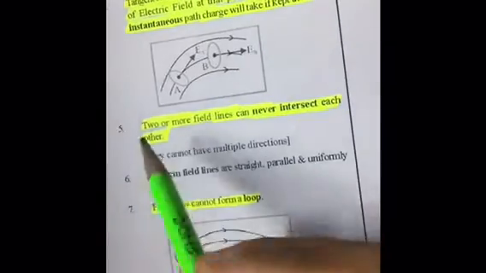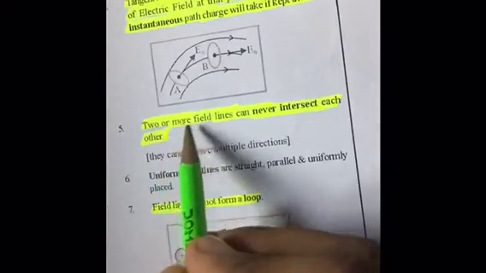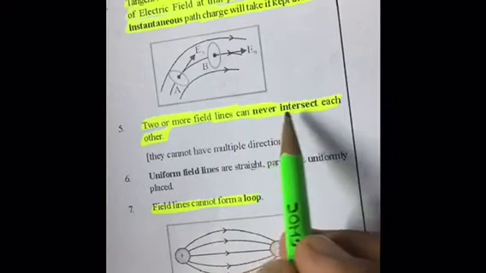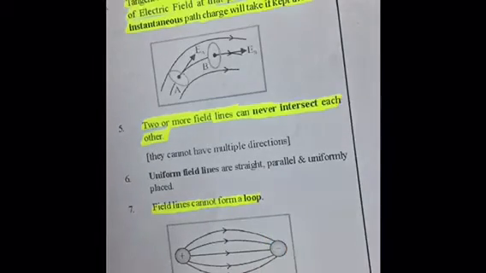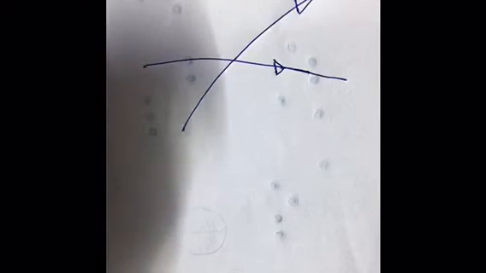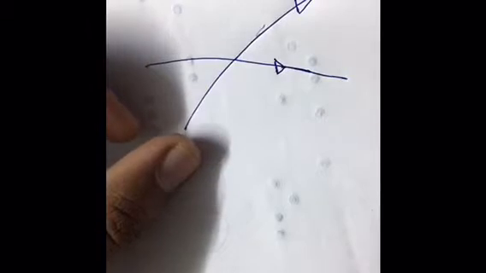Okay, the fourth property: two or more field lines can never intersect each other. Okay, this is very important also. What does it mean? It says that if we have two electric field lines, let us suppose this is the first and this is the second electric field line. This property says that two electric field lines never intersect each other. Why do they never intersect each other?